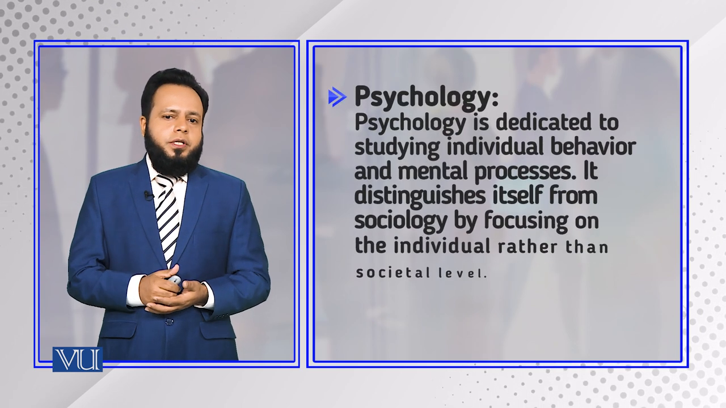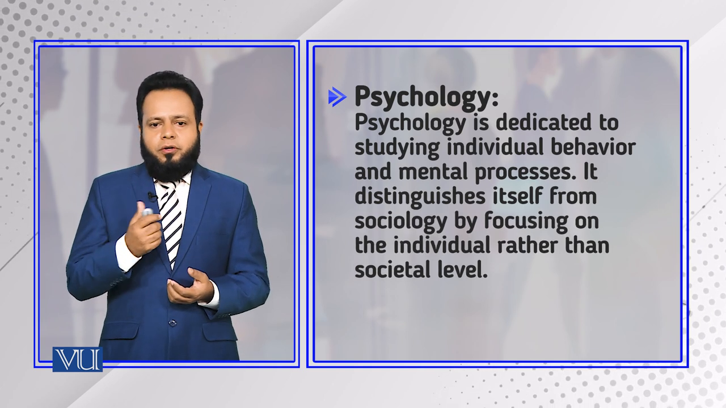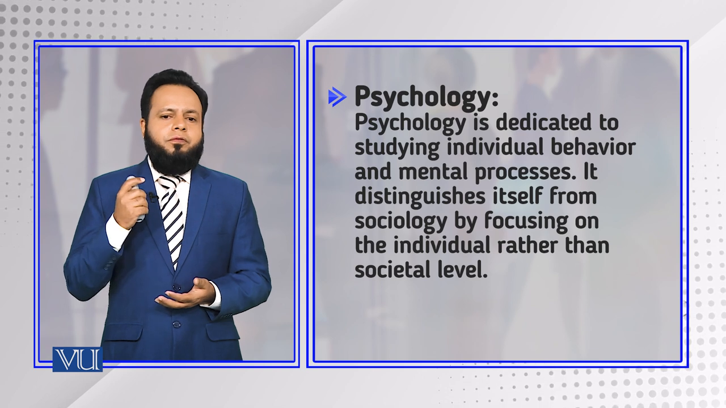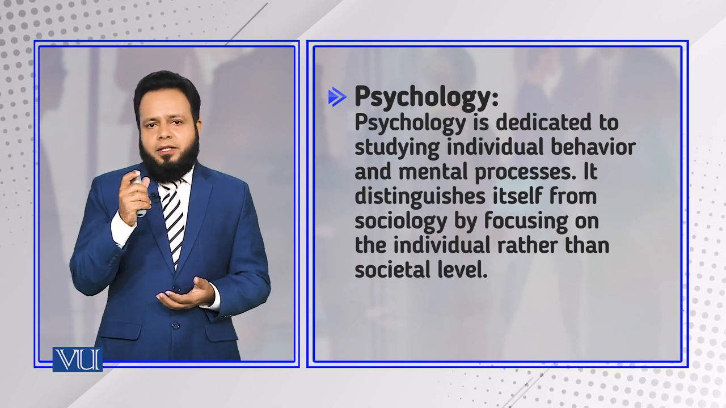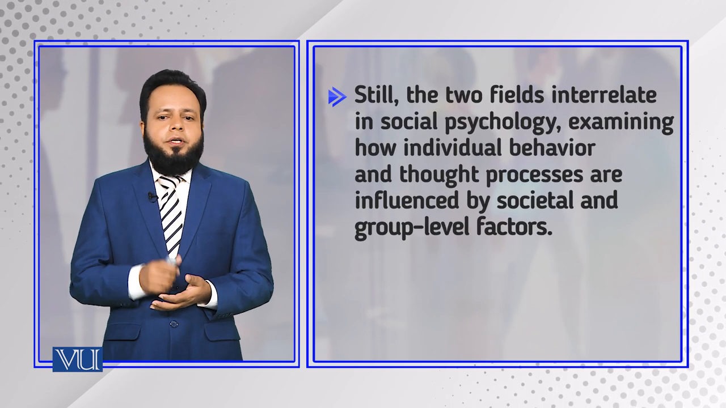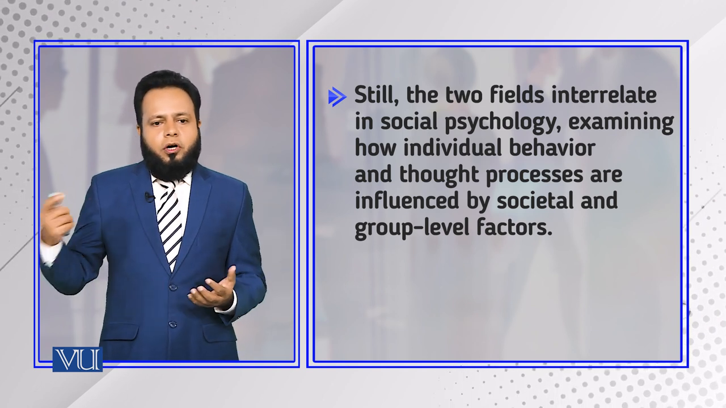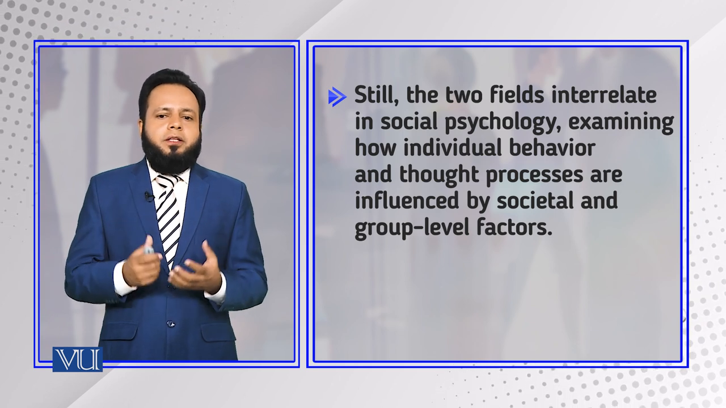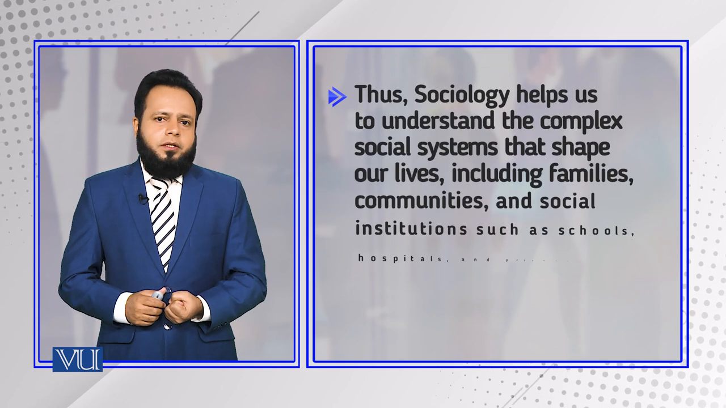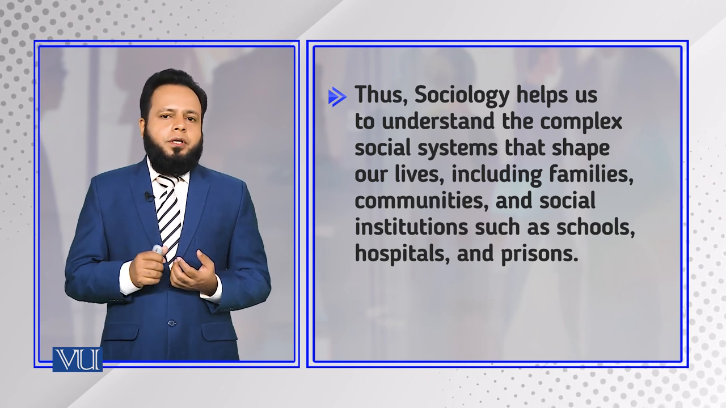Then we have psychology, which is dedicated to studying individual behavior and mental processes. It distinguishes itself from sociology by focusing on individuals rather than the societal level. Still, the two fields interrelate in social psychology, examining how individual behavior and thought processes are influenced by societal and group level factors.